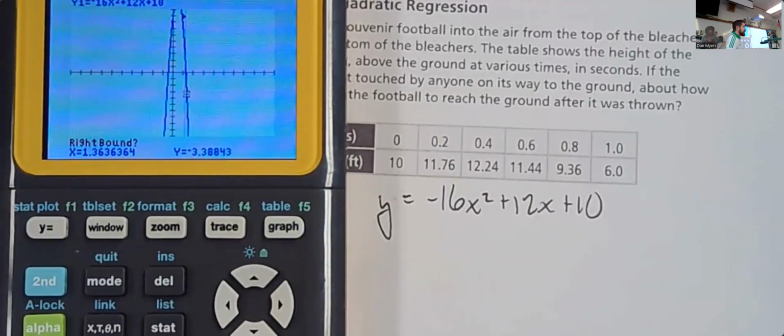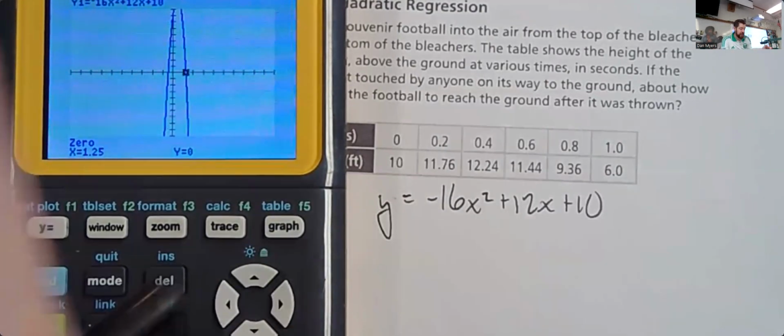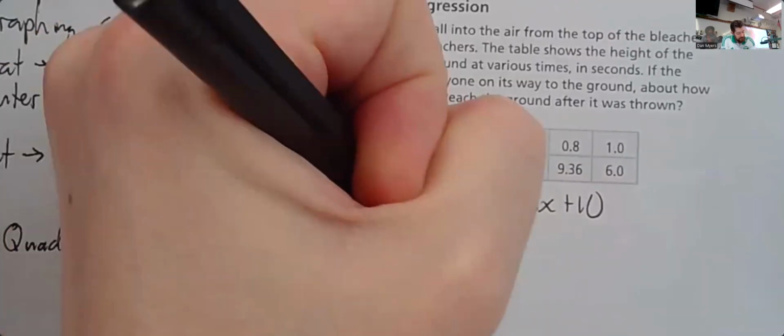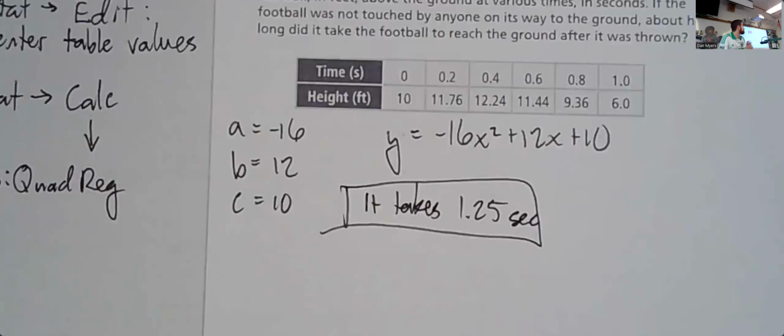So you've got a right bound here, and then once you have that, hit enter, and then it's going to say guess. It's just going to give you an approximation of where that point is. So hit enter one more time, and we should have an answer of 1.25. So it says x is equal to 1.25. So when the ball hits the ground, when Y equals 0, the time it takes for it to do that is 1.25 seconds from an initial height of 10 feet. So we would say it takes 1.25 seconds. That's our answer.